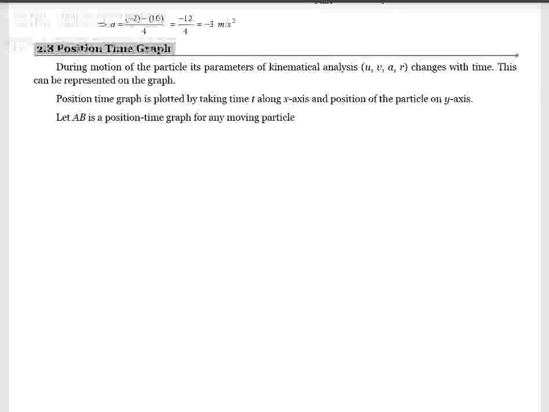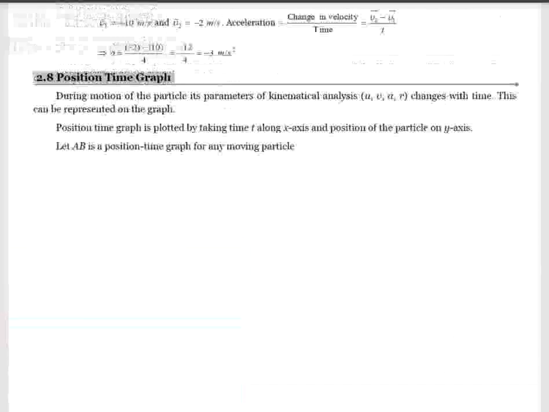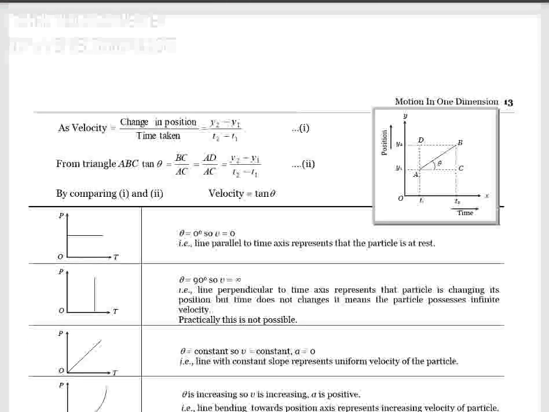Position time graphs. The first one is the displacement time graph, that is, the position time graph. Let us see the position time graph. As you see, from the position or displacement time graph, we will calculate the velocity.